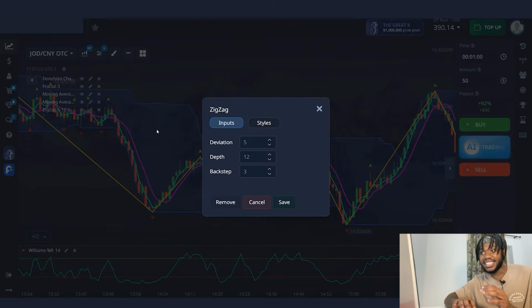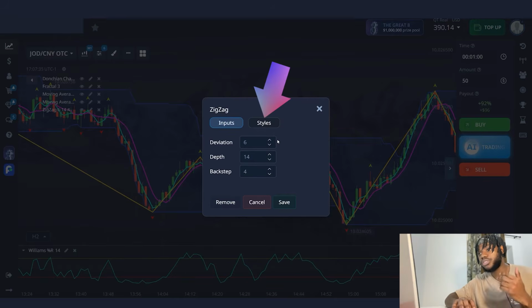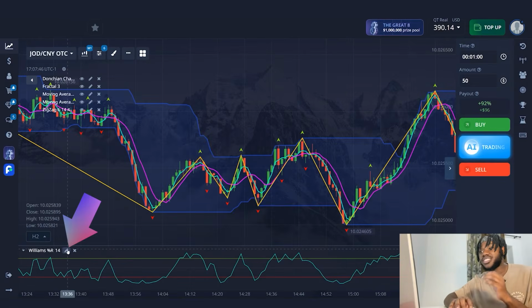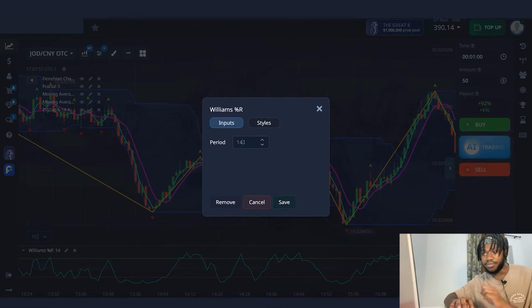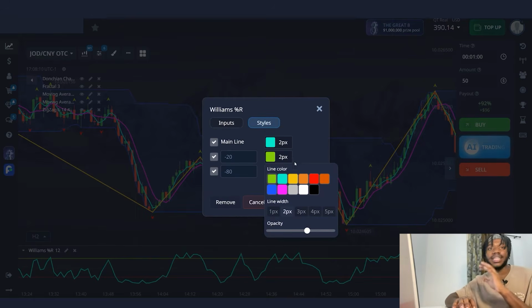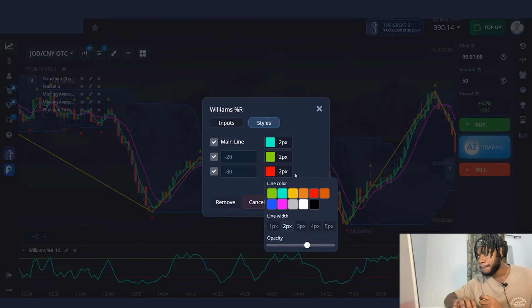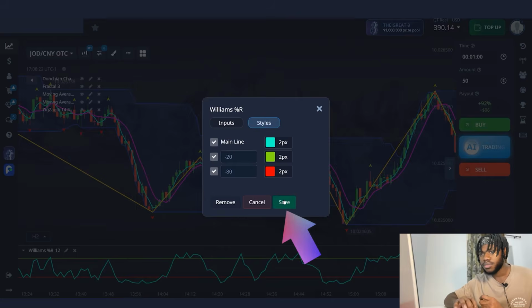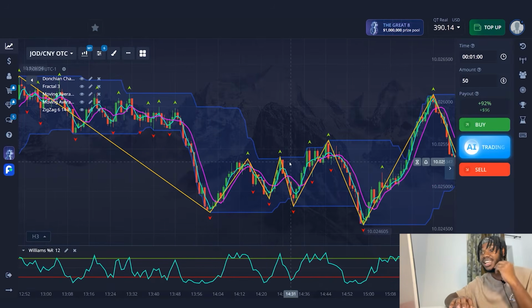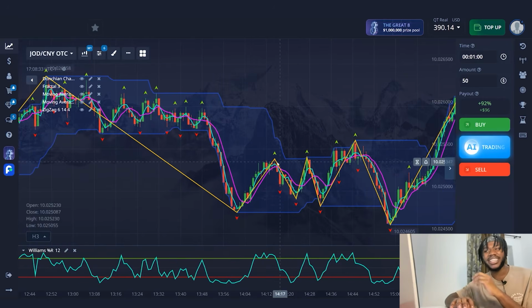Now let's set up ZigZag. The deviation parameter will be 6, depth 14 and backstep will be 4. I will change the period of the Williams indicator to 12. In the style settings, I'm going to increase the thickness of all indicator lines. Okay, now you can get to work. I'm sure you will like this strategy. Let's open the first trade and I'll explain everything to you.